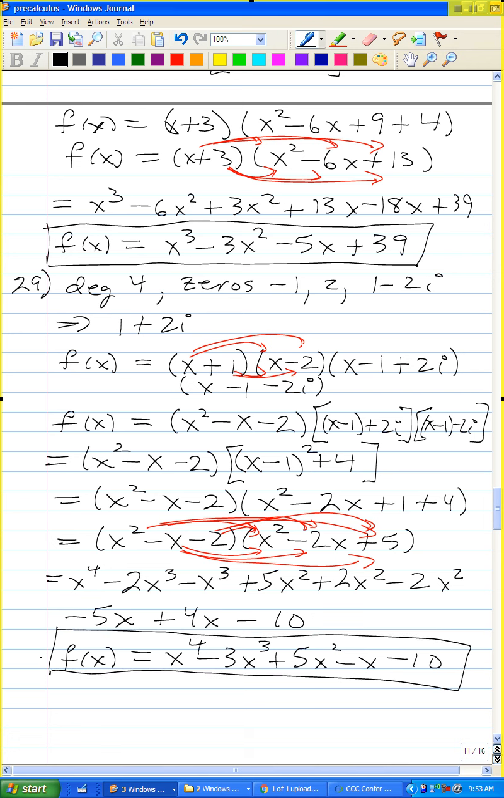So the hardest part in this is probably multiplying everything out. Make sure you don't make an error because there are a lot of terms here. So you just use the distributive property and then combine like terms.